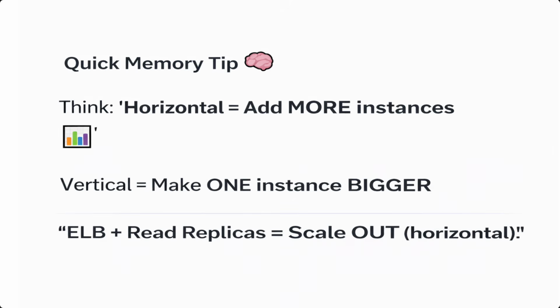Quick memory tip. Think: horizontal, add more instances. Vertical equals make one instance bigger. ELB and read replicas scale out, horizontal.